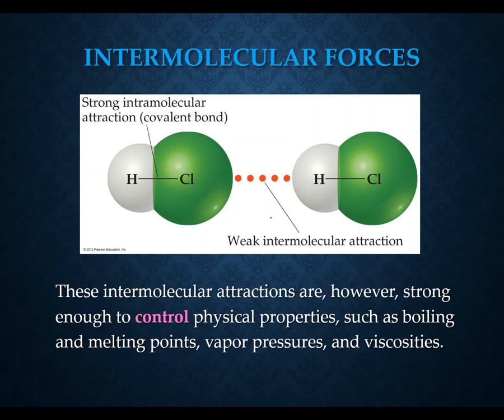These intermolecular attractions are, however, strong enough to control physical properties such as boiling points, melting points, vapor pressures, and viscosities. So even though they're weak, they do play a role in establishing these properties for these different substances. And we have to be able to compare certain physical properties, like the forces in chlorine are weaker than the forces in bromine, because chlorine exists as a gas at normal conditions, whereas bromine is a liquid. So the forces are stronger in bromine.